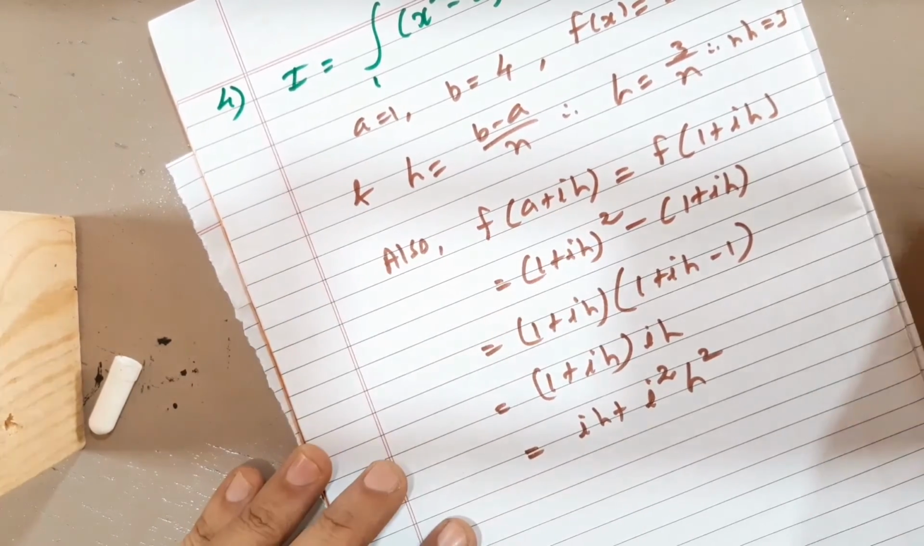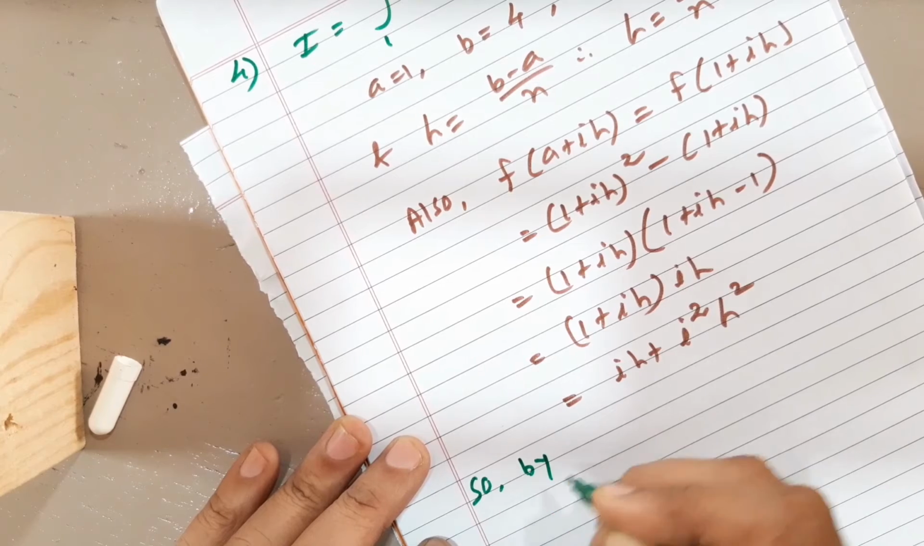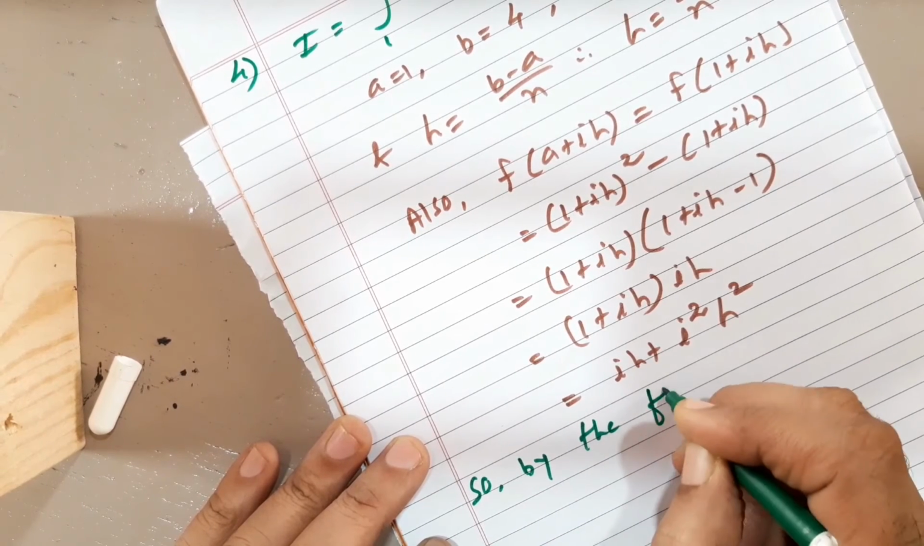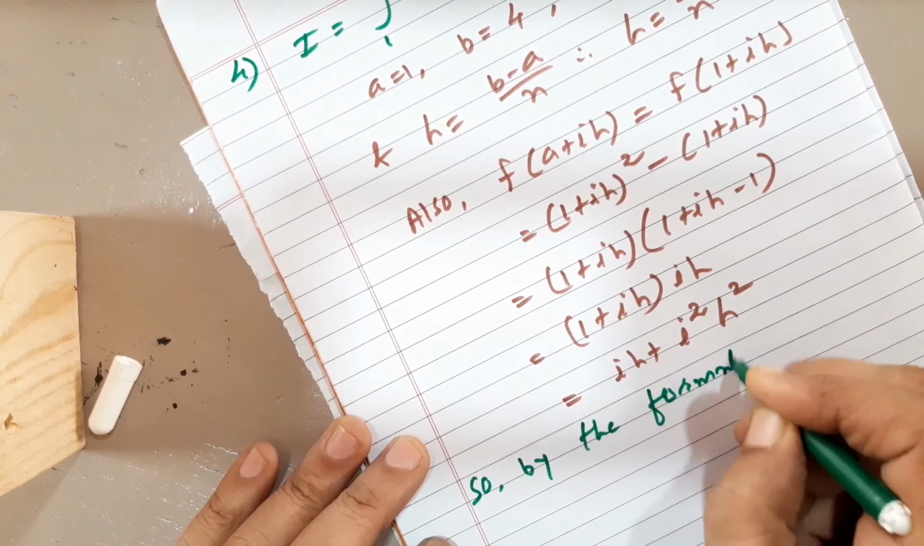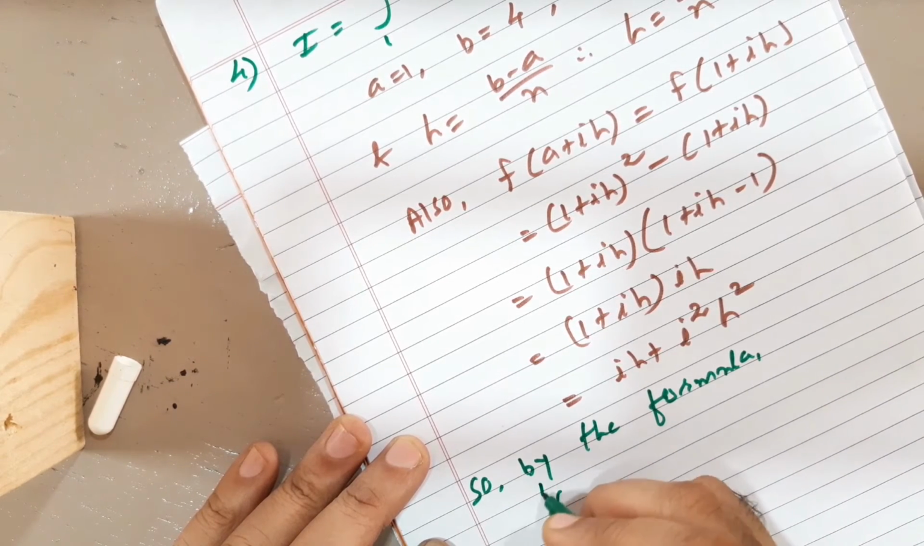Okay, now I apply the formula. So by the formula, the formula is integration of f(x) dx from a to b. Now I am directly writing down a to b means 1 to 4.